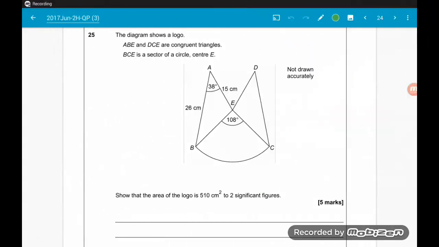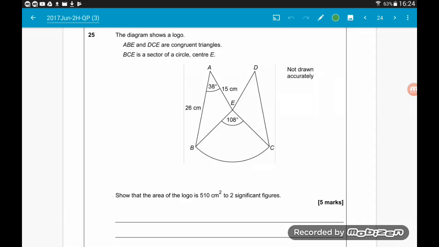Okay, question 25. Now this is really the last big one of this paper, thank God. So this is a big question. So basically we've got a logo here. It's made up of two congruent triangles and a sector of a circle. Now we want to show that to two significant figures, the area of this logo is 510 centimeters squared.